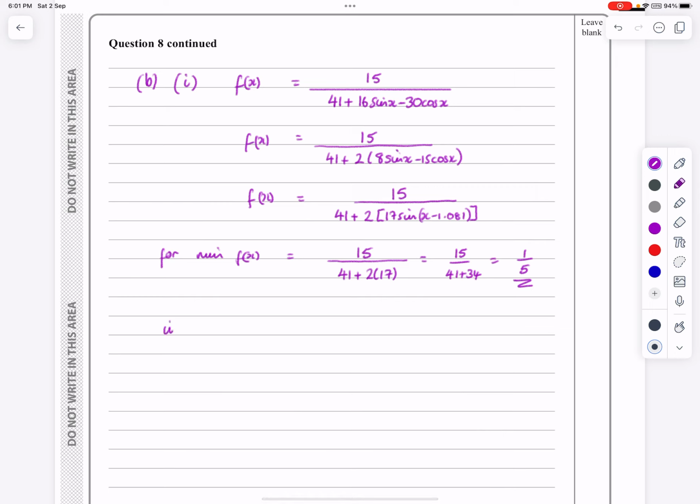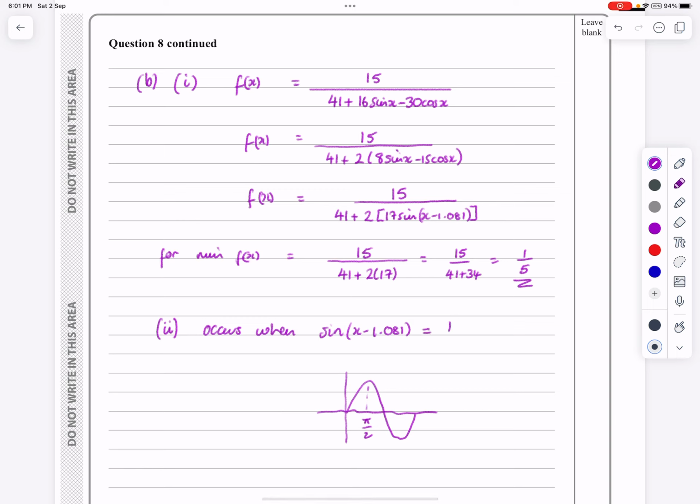Part 2 says, when does that occur? Well, that occurs when the sine part, sin(x minus 1.081), just think about what sine looks like. Okay, sine does that, doesn't it? Just really, really quickly. The maximum value of 1 occurs when the angle is equal to 90 degrees, is equal to pi over 2.